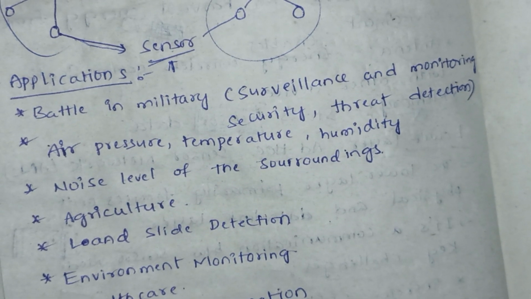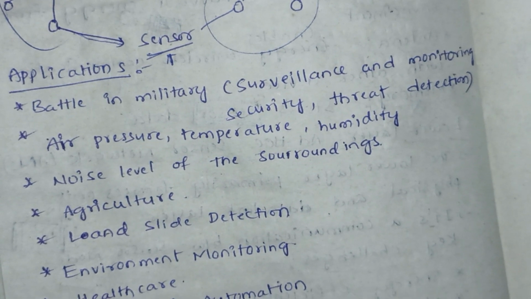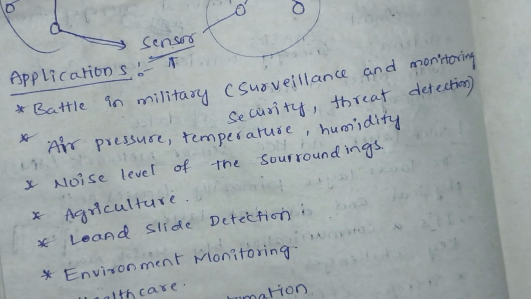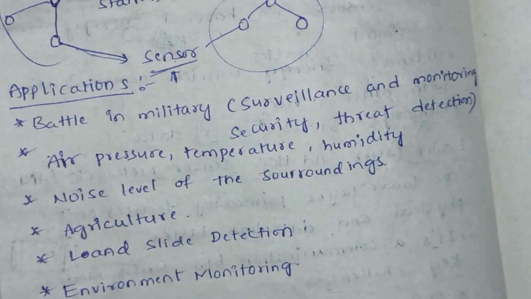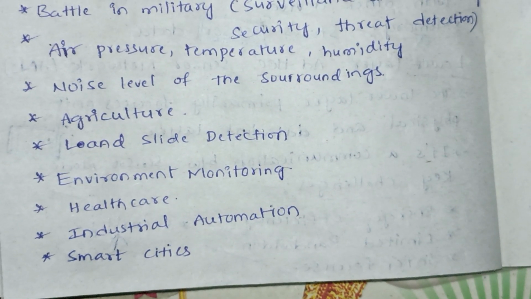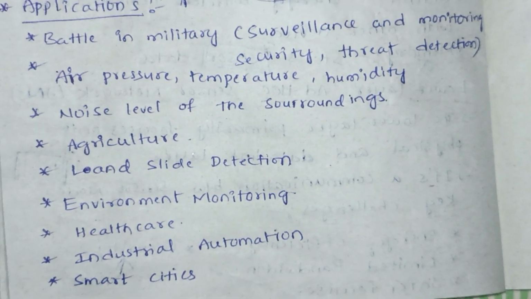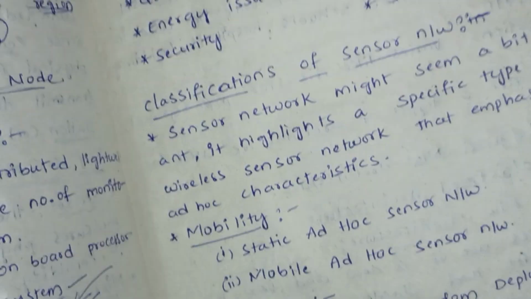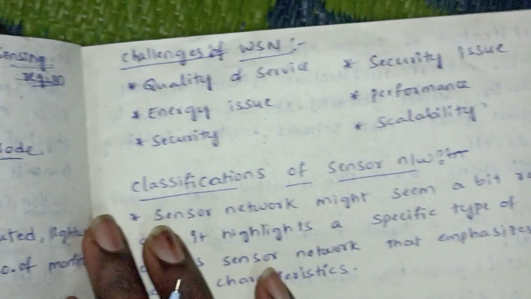Next, in healthcare we are also using sensors. Industrial automation and smart cities. In smart cities also, these are nothing but the applications. Okay, applications of wireless sensor networks. Next, what are the challenges of WSN?